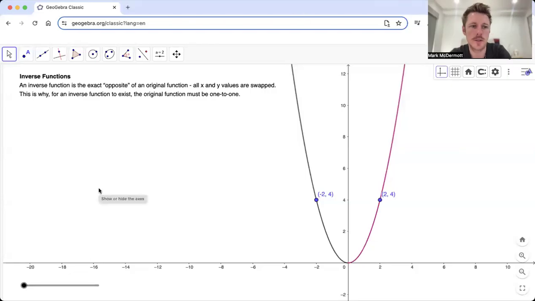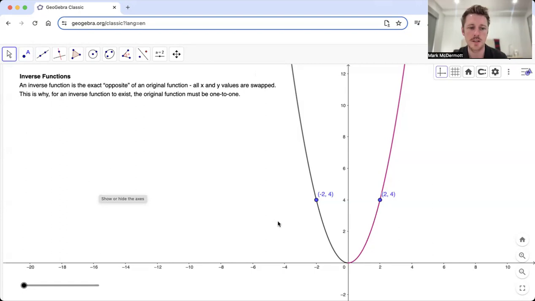So this video should function as a bit of an introduction to inverse functions. So let's just jump into it. An inverse function is a function that is the exact opposite of some original function. So basically what's going to happen with our inverse functions is all the x and y values are going to be swapped directly. So this is why for an inverse function to exist, the original function must be 1-to-1.